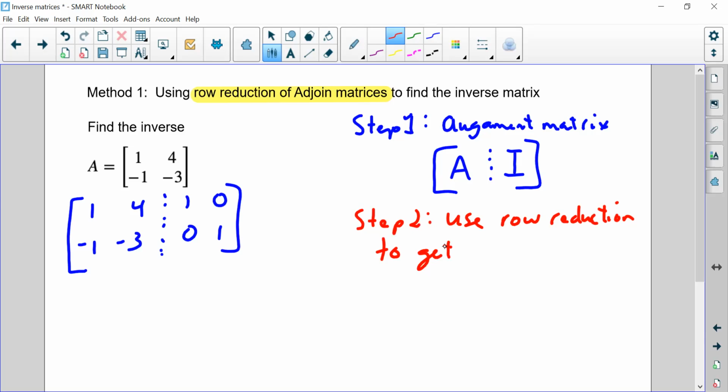And we're going to continue doing the row reduction. Our goal is to get the identity matrix on the left-hand side of that augmented matrix. So our goal is to get a 1, 0, 0, 1. That's what we're going to try to get with our row reduction. And if you get that, that'll be the identity matrix, and what's on this side of the dashed line is your answer. That's the inverse. So that's the process that we're going to go through.